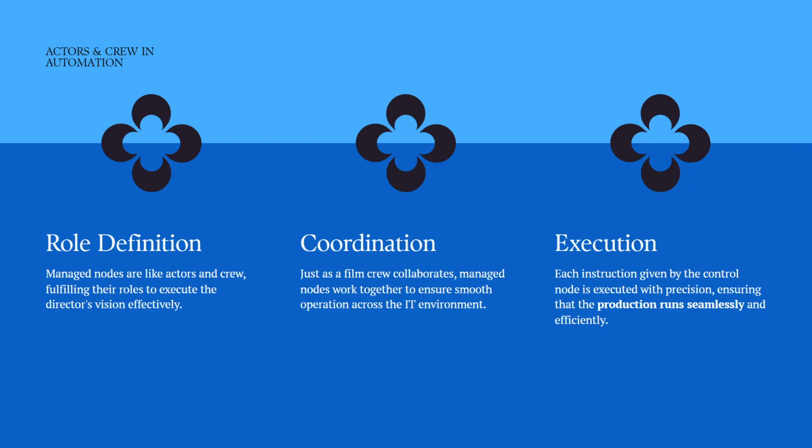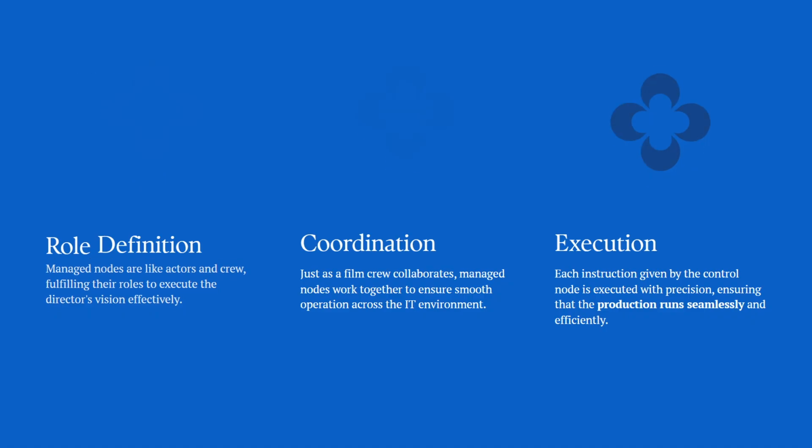Role definition: managed nodes are like actors and crew fulfilling their roles to execute the director's vision effectively. Coordination: just as a film crew collaborates, managed nodes work together to ensure smooth operation across the IT environment. Execution: each instruction given by the control node is executed with precision, ensuring that the production runs seamlessly and efficiently.